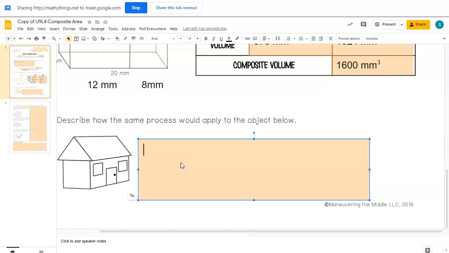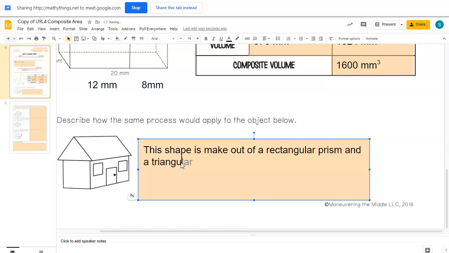Okay, so this shape is made out of a rectangular prism and a triangular prism. So we would find the volume of each, and add them up.